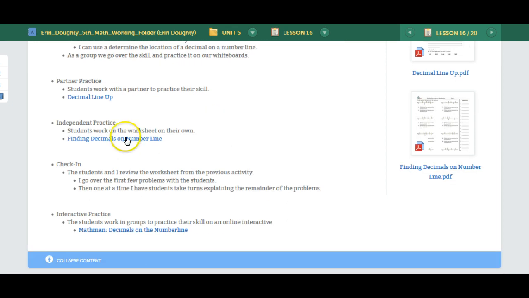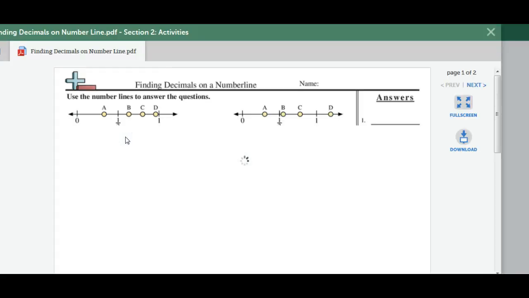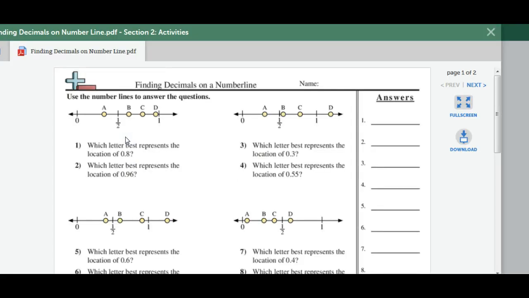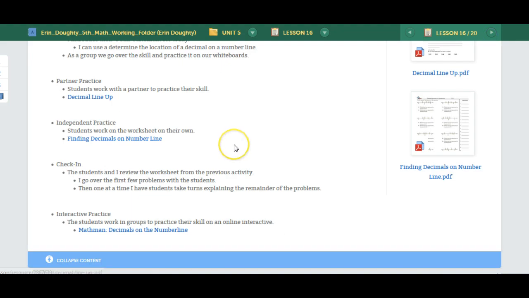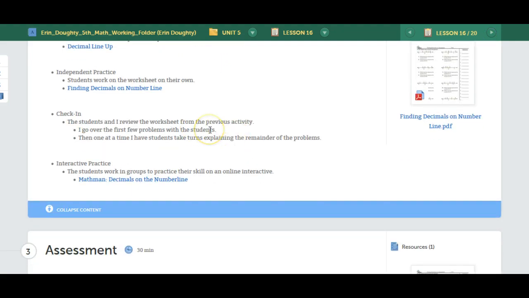Next day, the students will be working independently to find decimals on a number line, and they're given a number line for them, and they just have to determine which letter is at whatever the question is asking. The next day I check in with the students and we go over that worksheet. I have the students explain their thinking as to how they determined the answer.